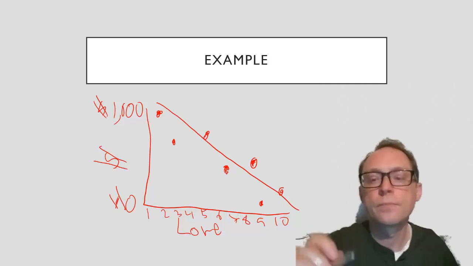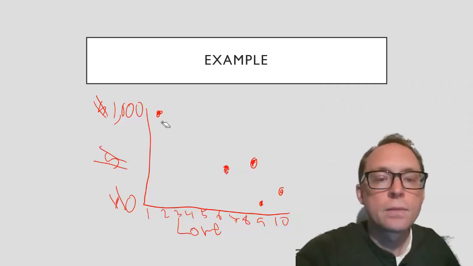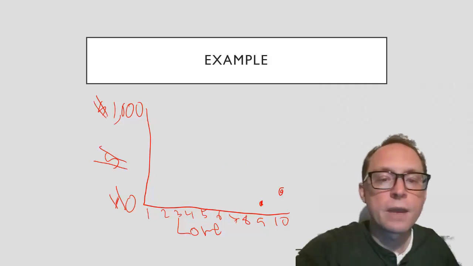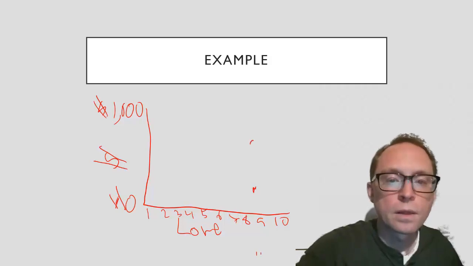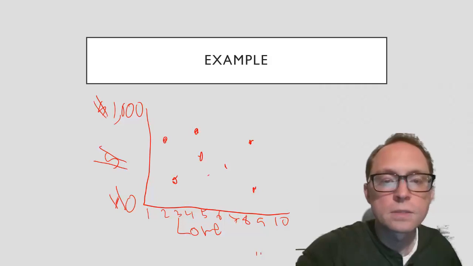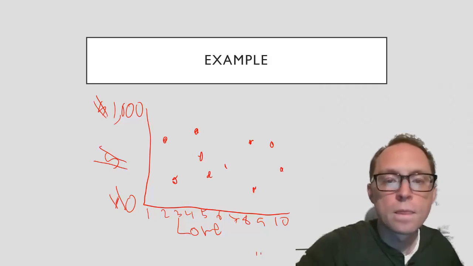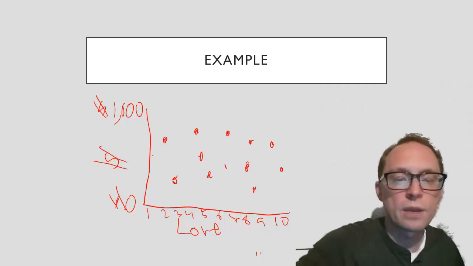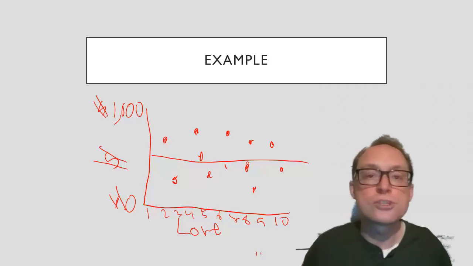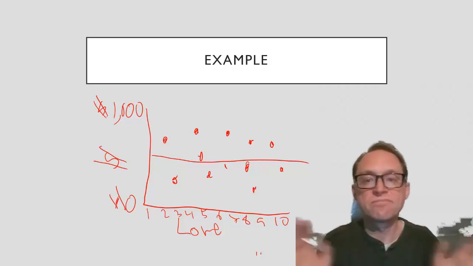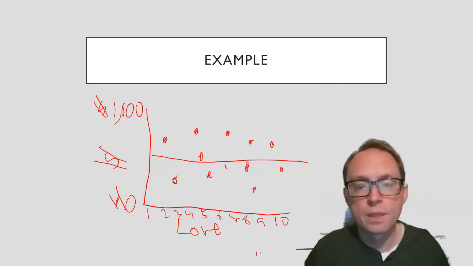And if it didn't matter at all, then our dots would look something like this. Dots, dots, dots. Notice how as one thing goes up, the other doesn't necessarily go up or down. Notice how the line of best fit would be flat. That's no correlation. No association, no correlation. It's a flat line.